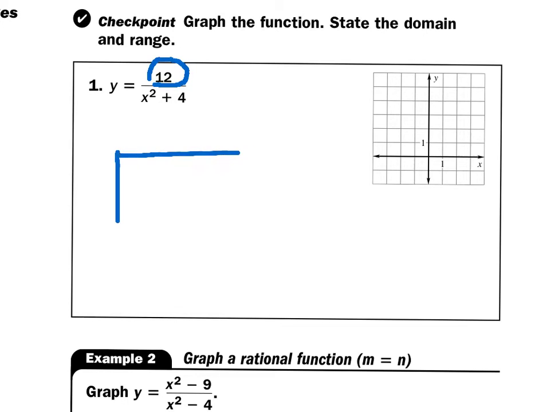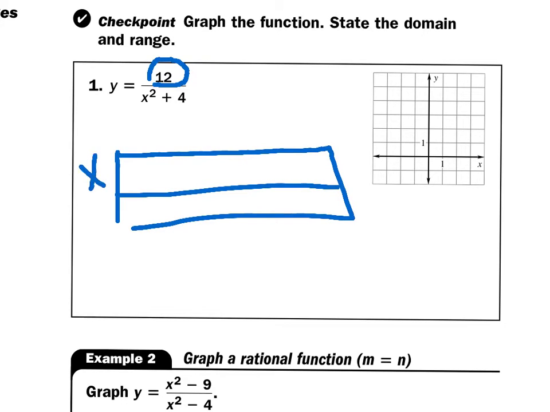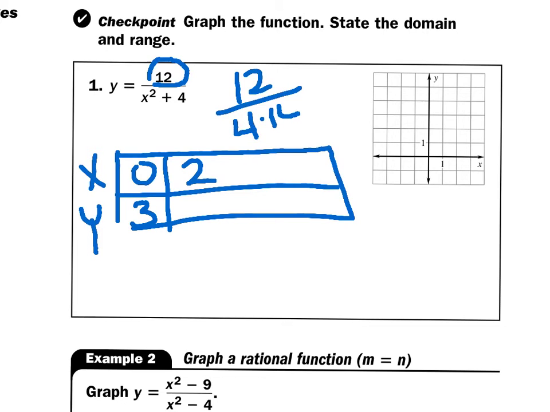All we have to do now is make our XY table. Let's pick some points. Okay, how about 0? So put 0 in, 12 divided by 4 is 3. Let me try to get a good number. 2 in for x. That would be 12 divided by 2 squared, which is 4, plus 4 is 8. So 12 over 8 is 3/2.